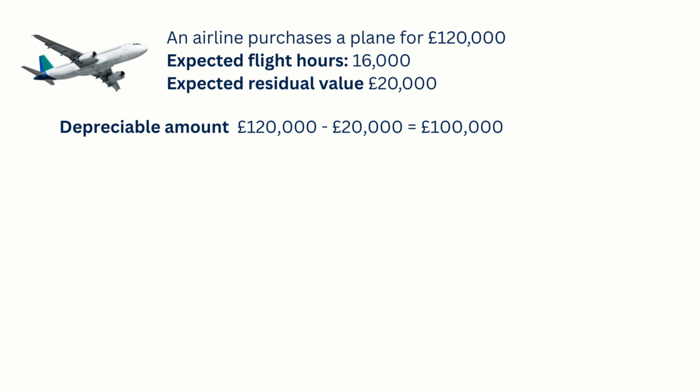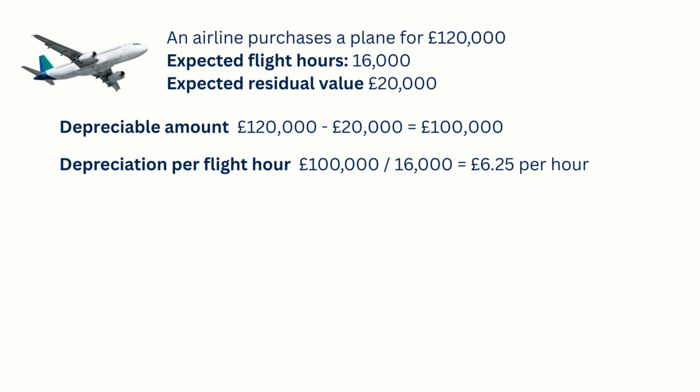First, we calculate the depreciable amount. This is the part of the asset's cost that will be written off as depreciation. £120,000 minus £20,000 equals £100,000. So, £100,000 will be depreciated over the plane's life.